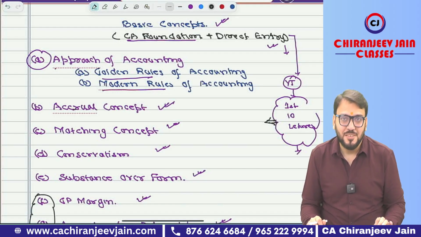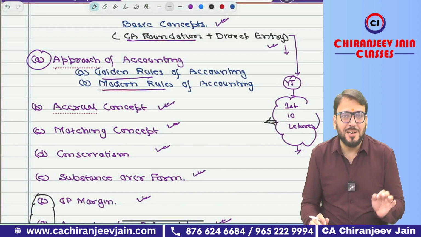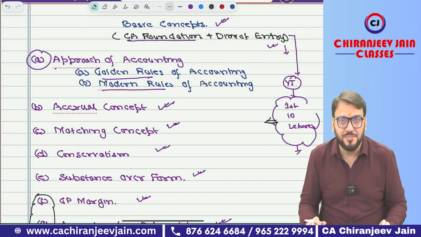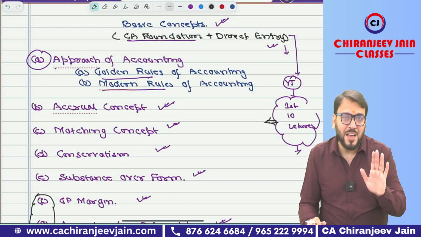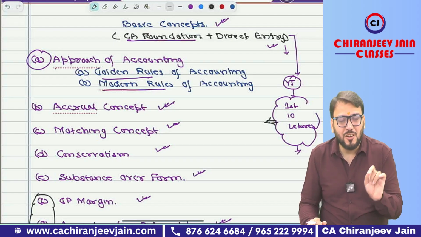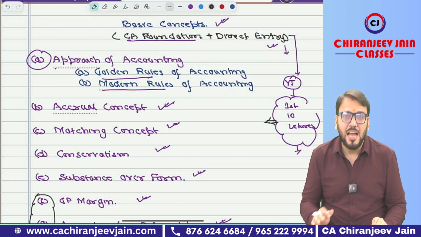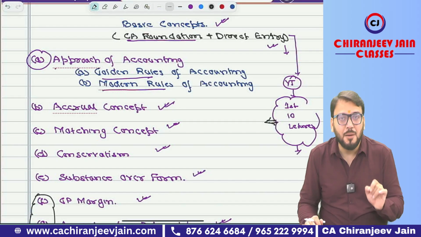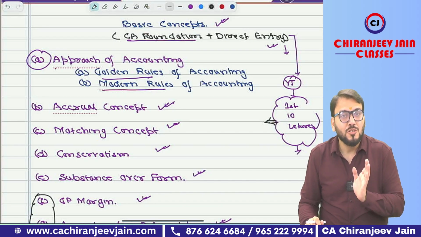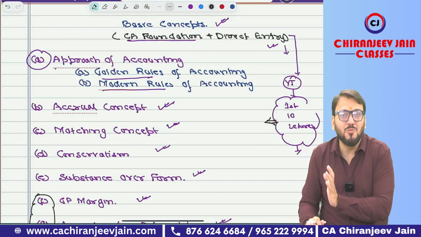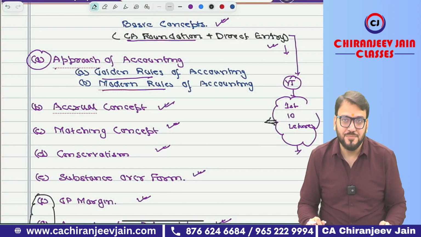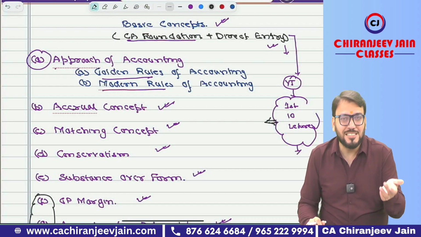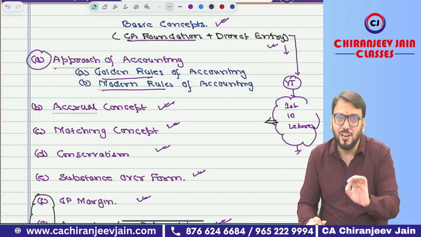Last day, we started with basic concepts related to CA Foundation, which might be important for CA Inter Advanced Accounting. We have done 5 concepts. The first concept was the approach of accounting, that is golden rules of accounting and modern rules of accounting, and I have asked you to use modern rules of accounting from now onwards. It does not mean that we can't use golden rules of accounting. It is simple to use modern rules of accounting.